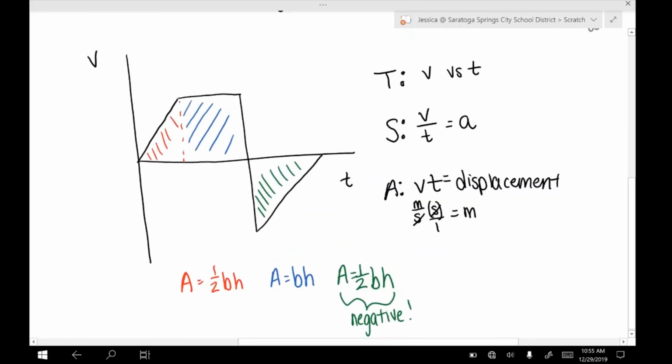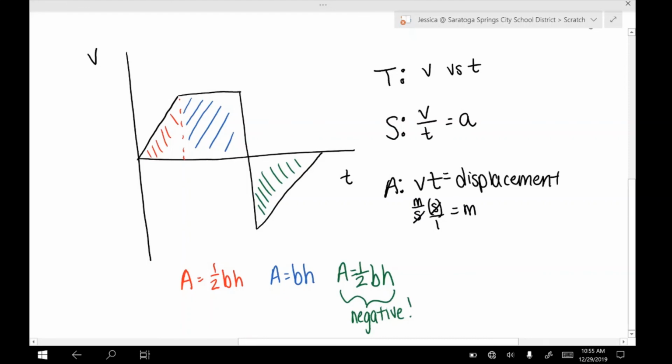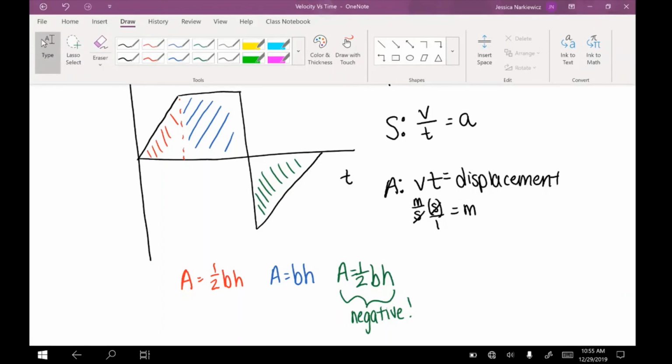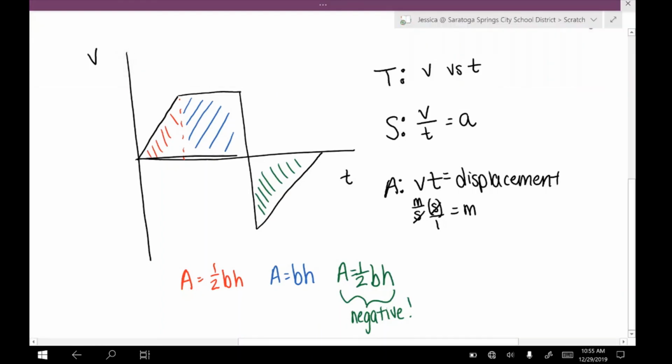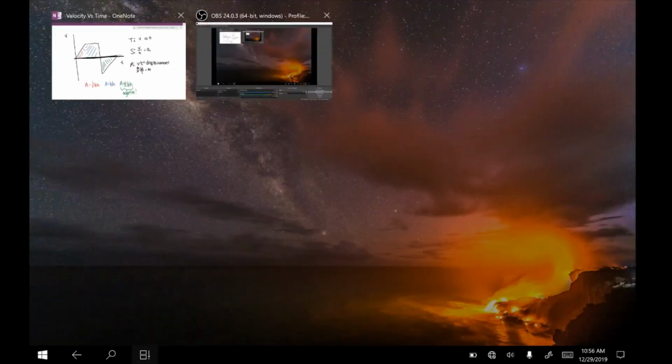So just a quick recap on velocity versus time graphs. The slope is your acceleration. The area is your displacement. The farther the graph is from the x-axis, the faster you're moving. And remember, positive versus negative doesn't tell us how fast we are. Positive versus negative just tells us direction of travel. And that is the basics of velocity versus time graphs.